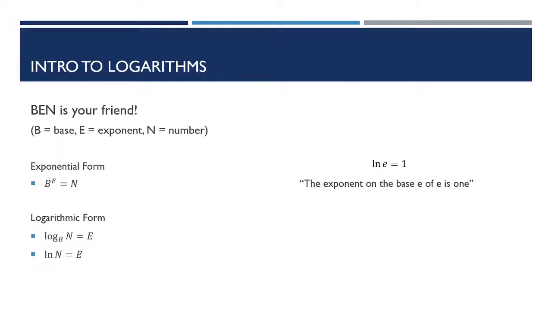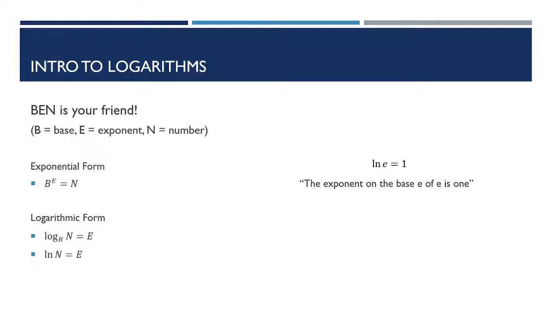You may have heard of an acronym that was used to help remember this form, BEN is your friend. BEN stands for base, exponent, and number. These parts are labeled in the following formulas. The exponential form is b to the e equals n. This can be placed into a logarithm by the other forms. The log of base b of n equals e, and the ln of n equals e.